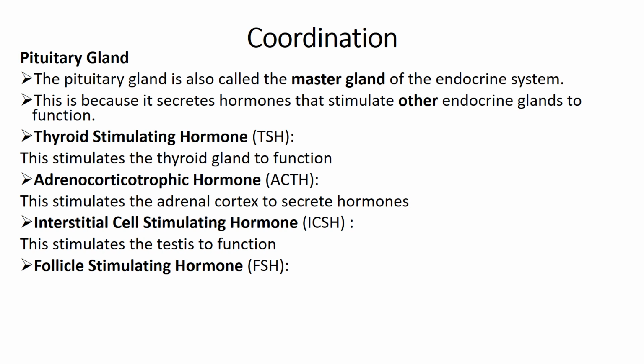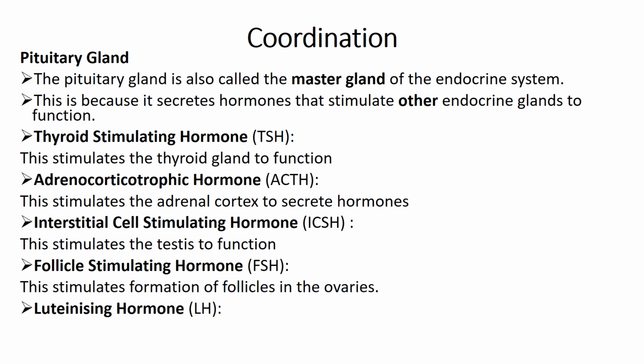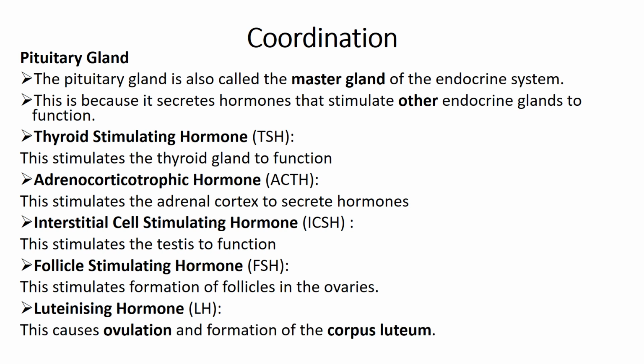The next one is called follicle stimulating hormone, FSH. So this FSH is in females. It stimulates formation of follicles in the ovaries. The last one is called luteinizing hormone, or LH. So this causes ovulation and formation of the corpus luteum in women.